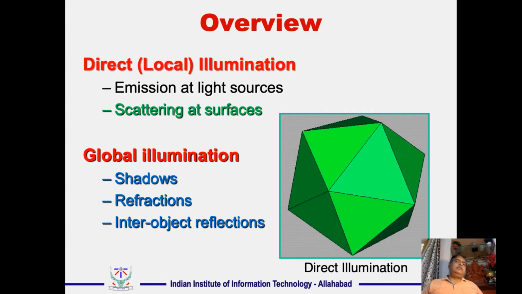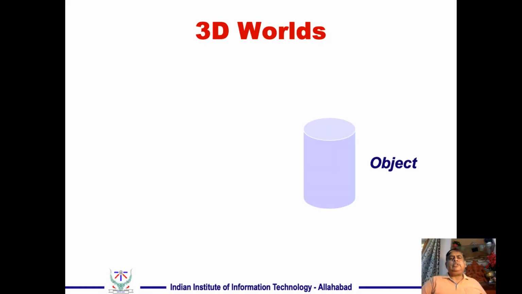or we can talk about direct or local illumination, where the light directly hits the surface and is directly processed and sent to the camera, so that you have a direct scattered image.